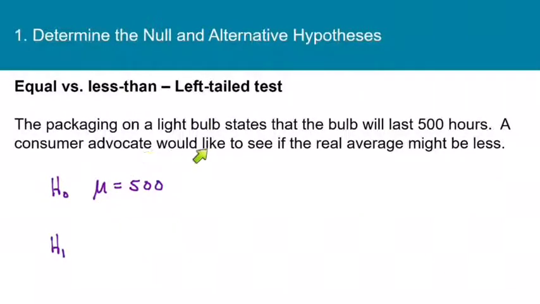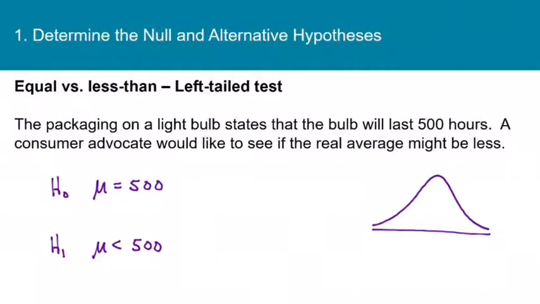The consumer advocate would like to see if the real average might be less, so he is contending that mu might be less than 500, so that will be the alternative hypothesis. Now, if he collects a sample of light bulbs and tests them, and he finds that the average lifetime of his sample is, say, 525 hours, well, that's not going to be evidence that supports his claim that the lifetime is less than 500, and therefore we would continue to believe that the lifetime probably is 500.